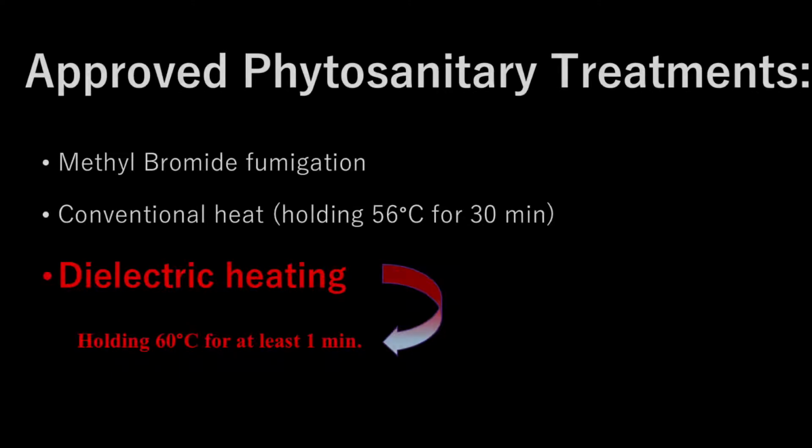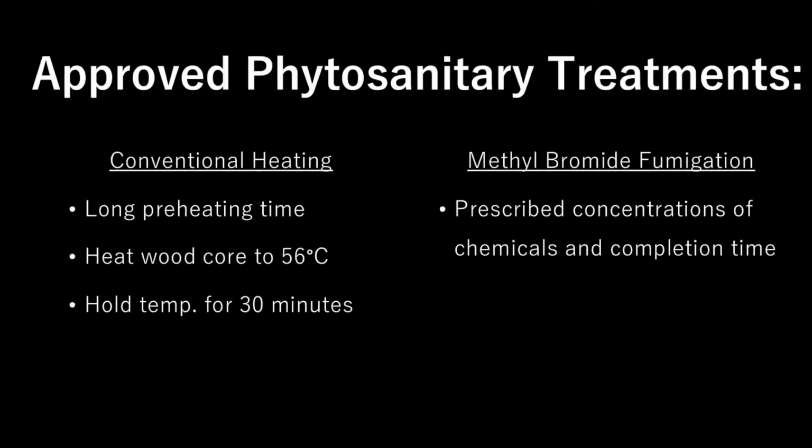When ISPM 15 was adopted in 2002, only 2 phytosanitary treatments for wood packaging were permitted: methyl bromide fumigation and heat treatment using a conventional steam or dry kiln heat chamber. Conventional heat treatment requires heating the wood to 56 degrees Celsius for 30 minutes in the core, with a long period of preheating the kiln, while fumigation with methyl bromide is accomplished at prescribed concentrations and time.